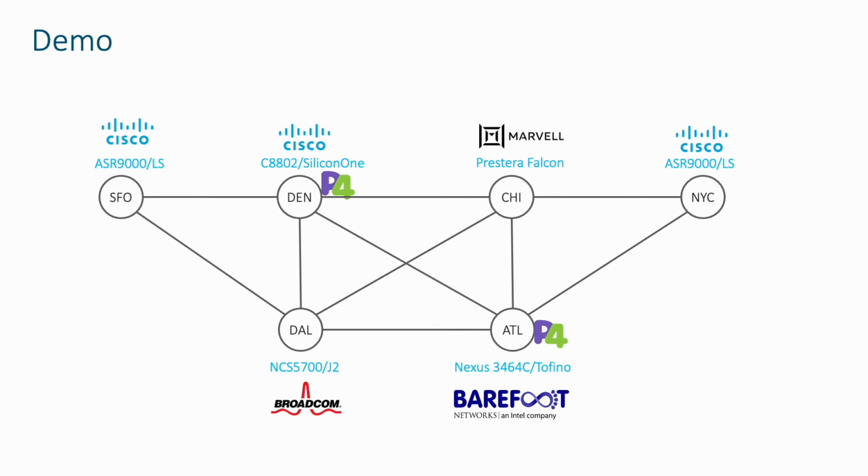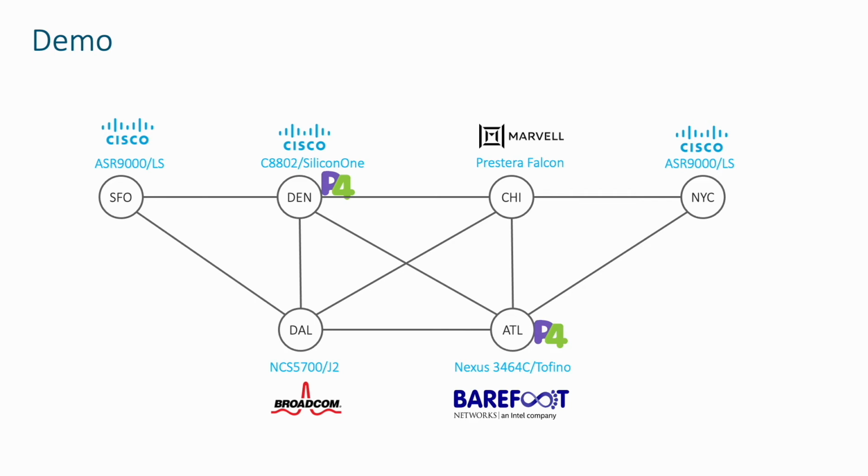We have the Cisco NCS 5700 based on the Broadcom Jericho 2 ASIC. And we have the Cisco Nexus N3000 based on Barefoot Tofino and programmed in P4. And we have a Marvell device running the Prestera Falcon ASIC.